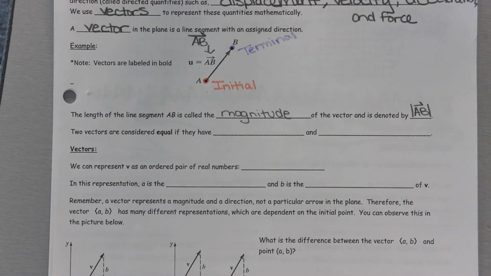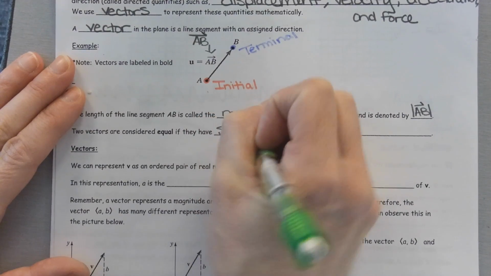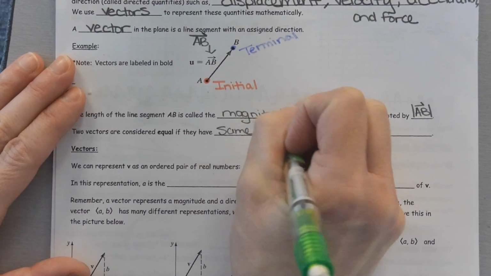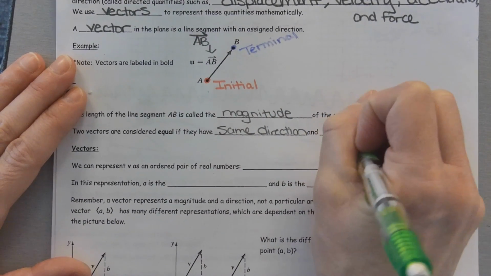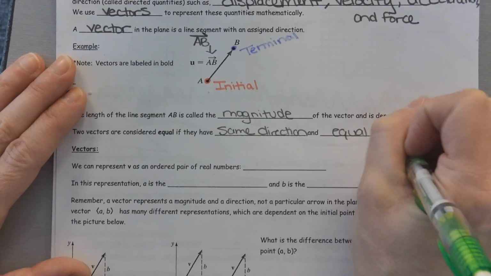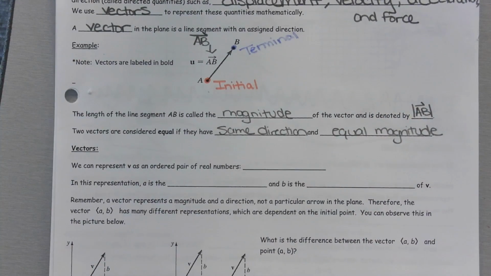There's lots of notation in this first section, so lots of little things to get comfortable with and remember. All right, 2 vectors are equal if they have the same direction. So they have to be traveling in the same direction, and they have to have equal magnitude. So same direction and equal magnitude mean that we have the same vector, or that 2 vectors are going to be equal to each other.